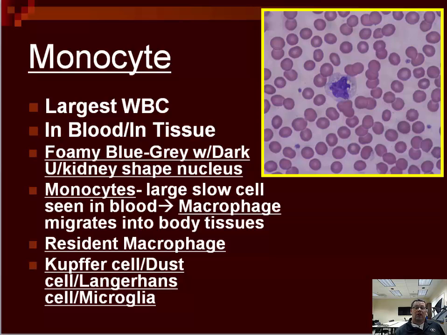Lymphocytes actually help program some types of white blood cells. So a monocyte and a macrophage are essentially the same cell, just a different name based on its location. When they lie within different organs, they're called resident macrophages.